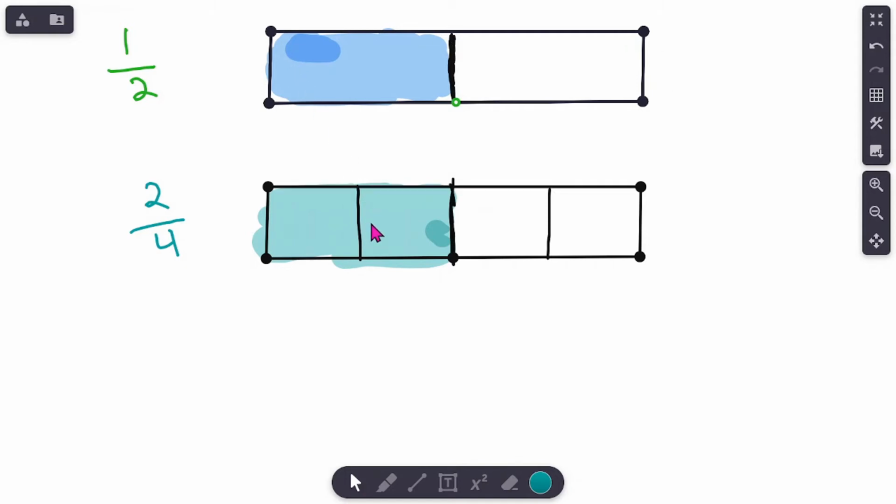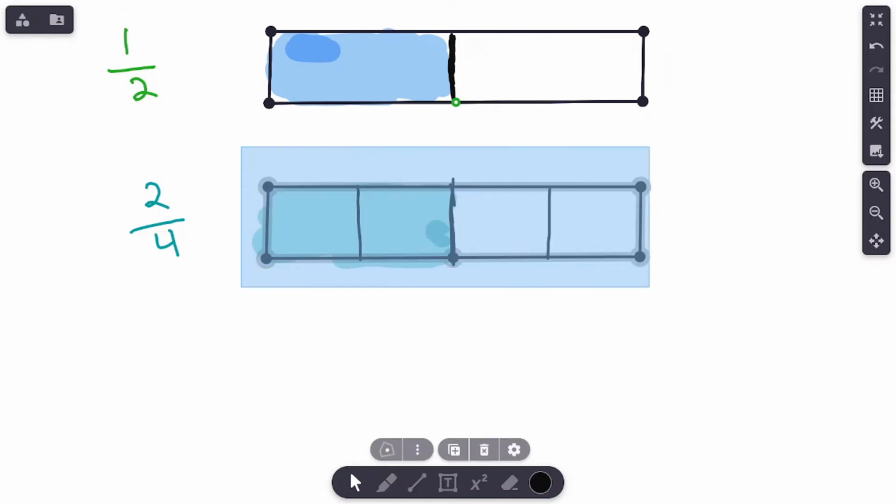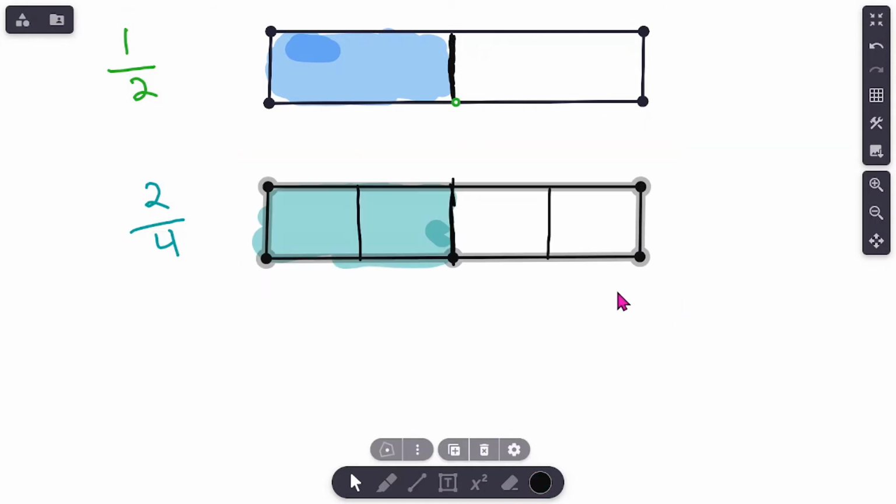Let's say me and my friend again are splitting a candy bar, but this time we break it into 4 pieces. 1, 2, 3, 4. We each got smaller pieces, but do you still see that we got the same amount as 1/2? We still got this much of the chocolate bar. All we did was break it into smaller pieces. Let me show you another one like this.